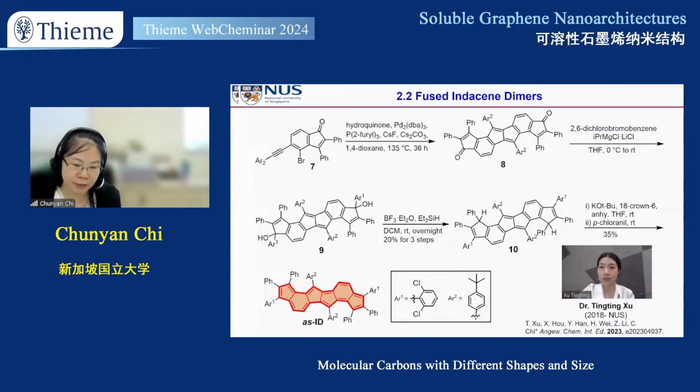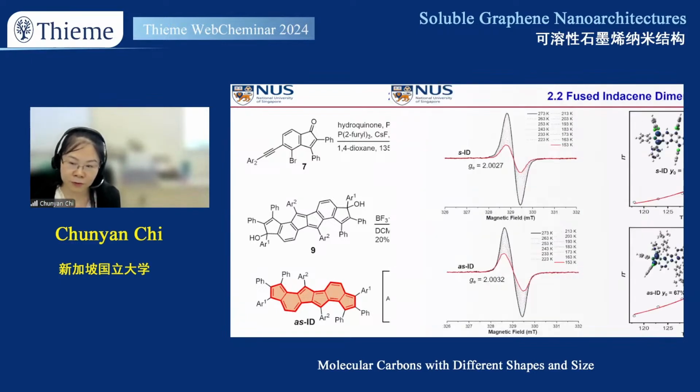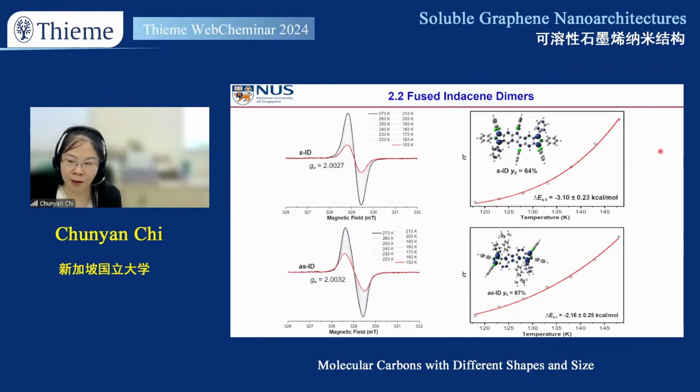We also made the fused AS-indocene dimer. It can be synthesized in a similar approach. Then for both molecules, again, they have an open shell diradical ground state. The diradical character of the fused S-indocene dimer is around 64%, and the diradical character of the fused AS-indocene dimer is around 67%. So both molecules have a small singlet to triplet gap.